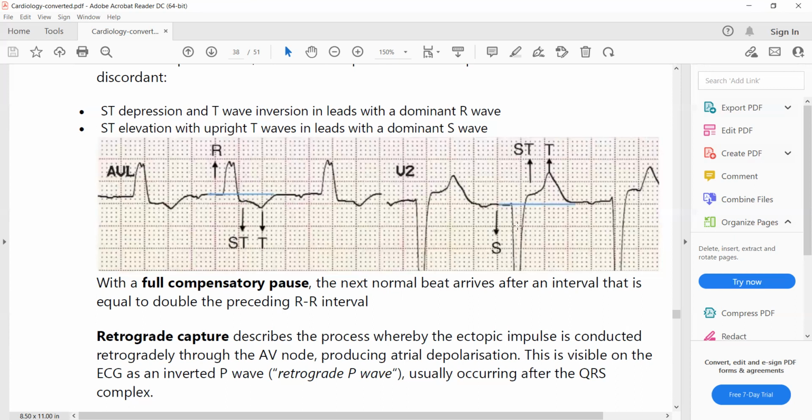So after a negative QRS complex, a negative broad QRS complex, the ST segment is elevated and also the T wave is hyperacute. You can see that if this is the baseline, then this T wave is elevated from the baseline. Is this point clear to everyone?